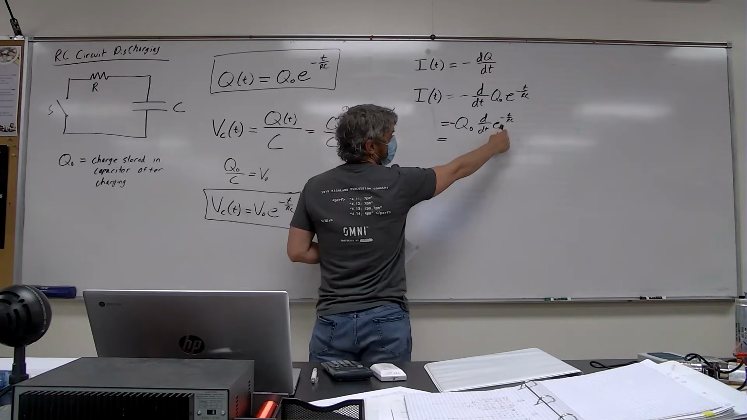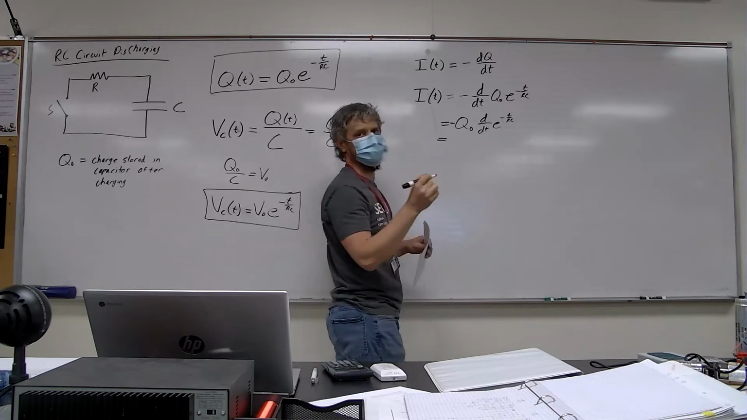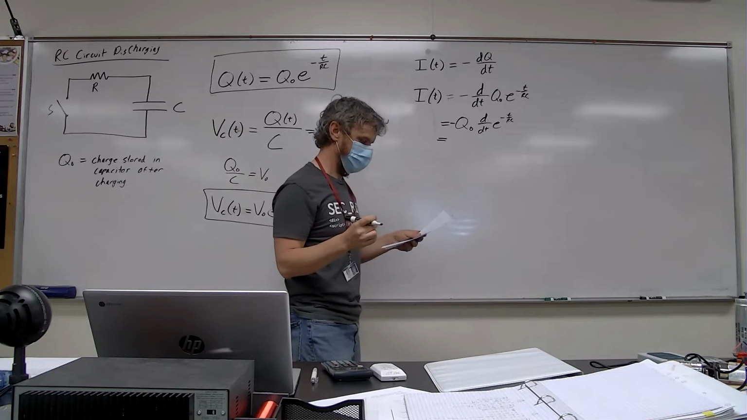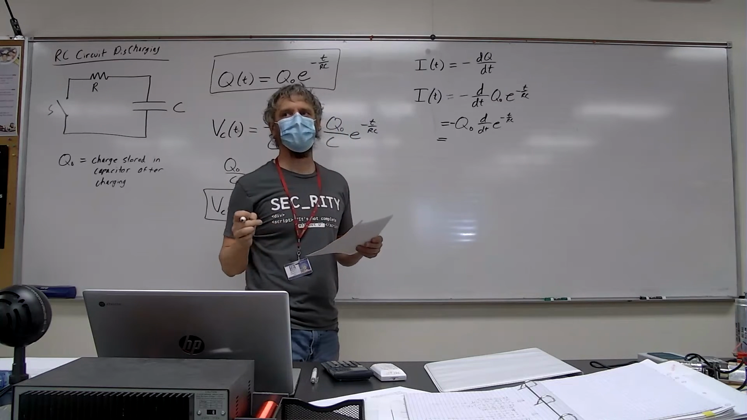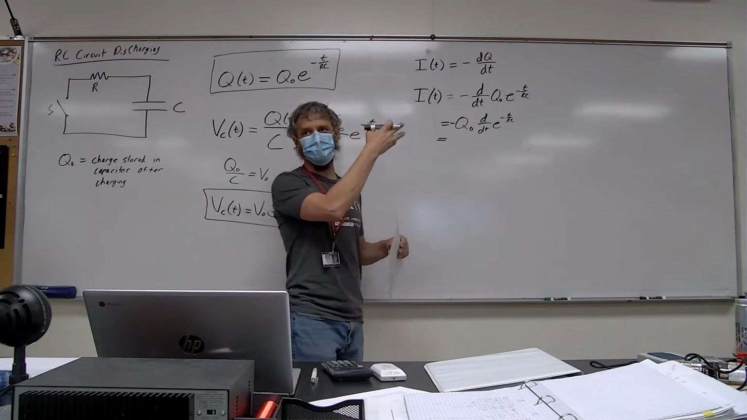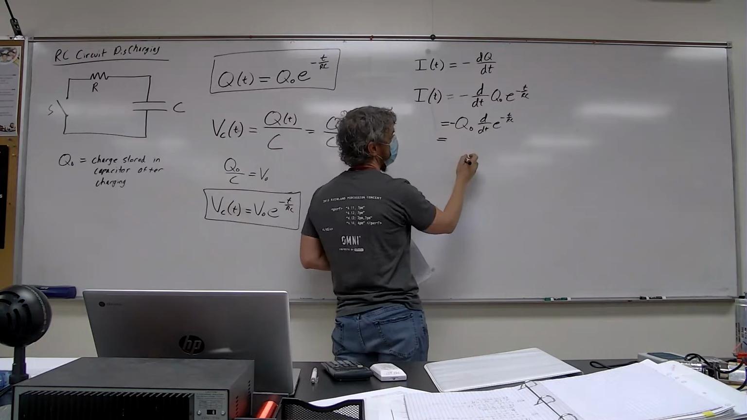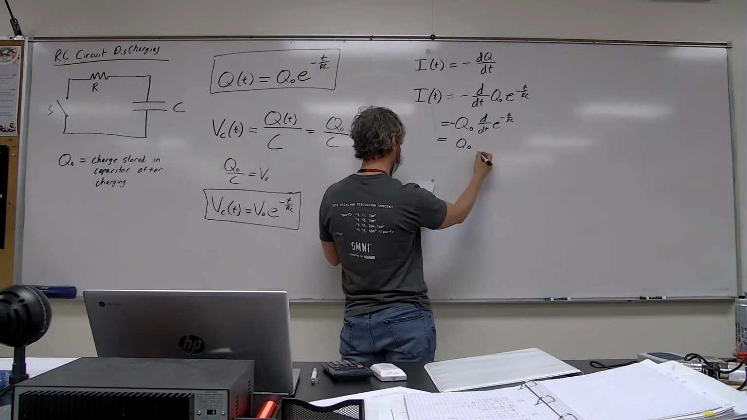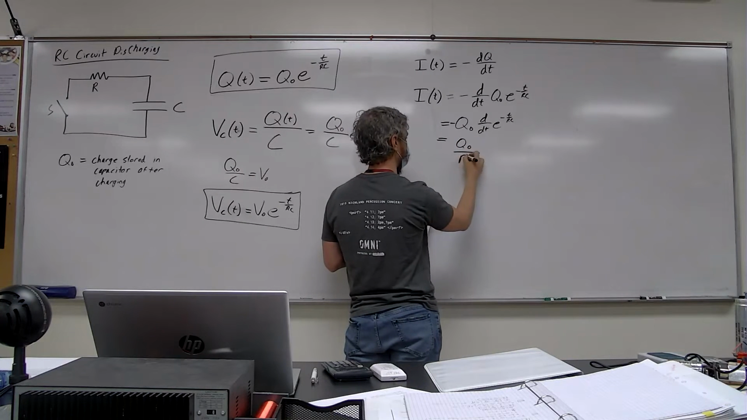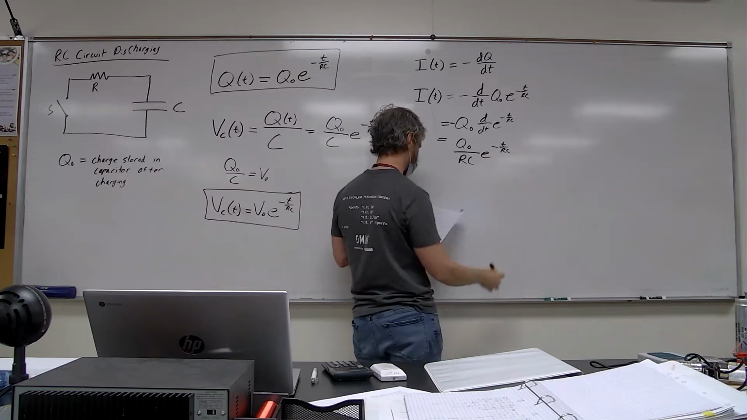And what's the derivative of e to the negative t over RC? Negative 1 over RC times e to the negative t over RC. Yeah. Right? The t's the variable. So it's negative 1 over RC. So the negatives are going to cancel. So I end up with Q naught over RC times e to the negative t over RC.